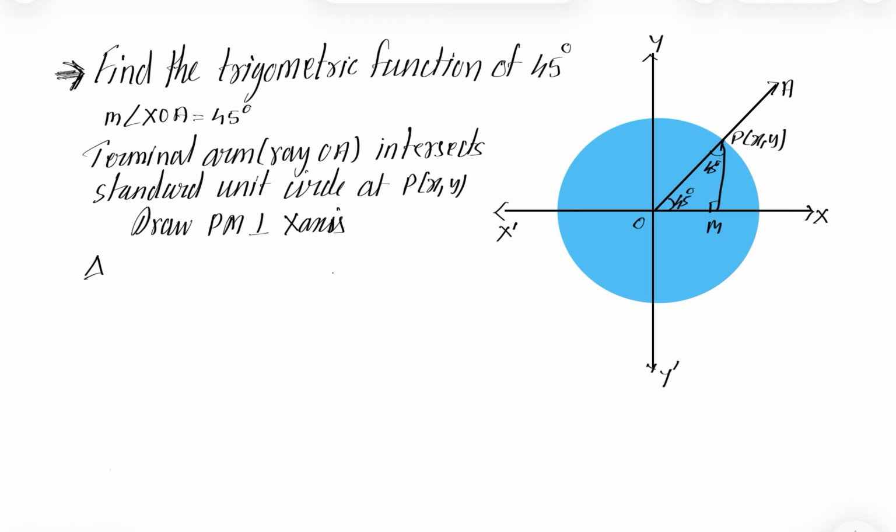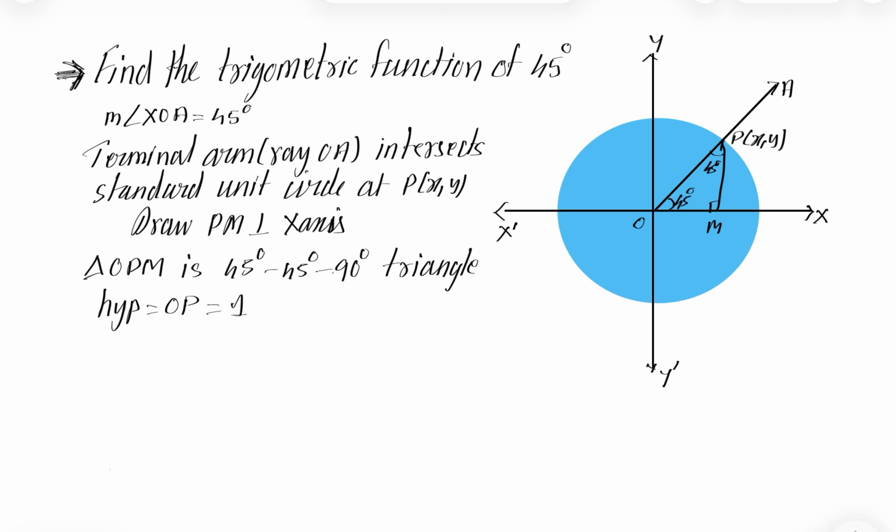So triangle OPM is a 45 degrees, 45 degrees and 90 degrees triangle. इसका hypotenuse is equal to OP, that is equal to 1, क्योंकि ये standard unit circle है.